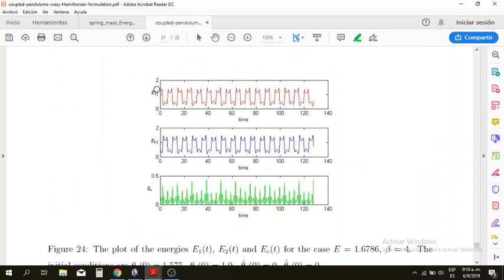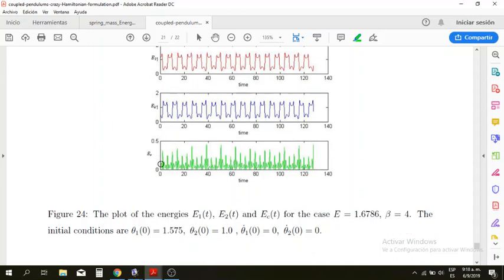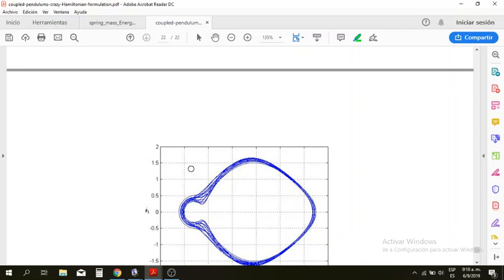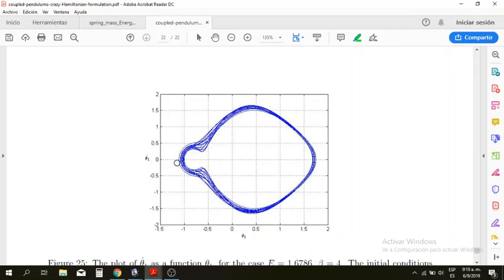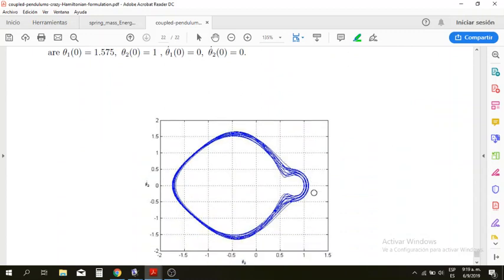Yes, look, here the energy of the first pendulum is between 0 and 2, the energy of the second pendulum is between 0 and 2, but the energy of the coupling will be 0 to 0.5. So let me show you finally the amazing phase diagram for the first pendulum. Look, the evolution and the amazing phase diagram for the second pendulum.